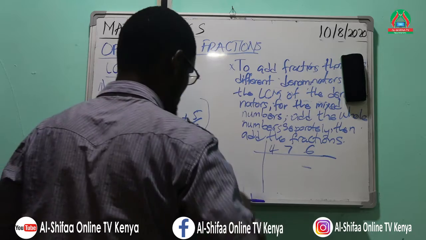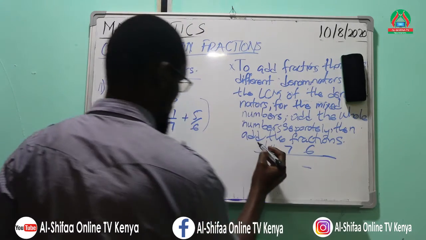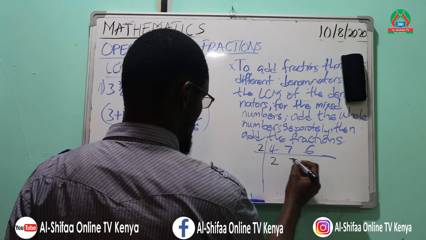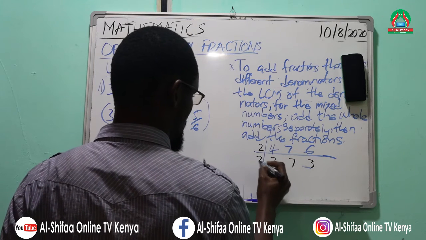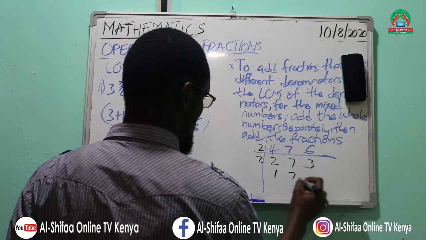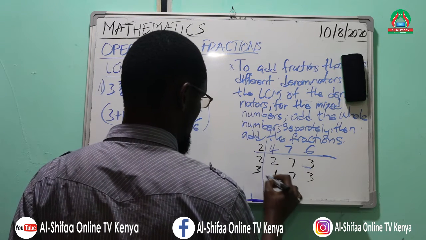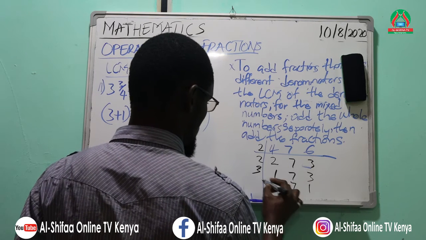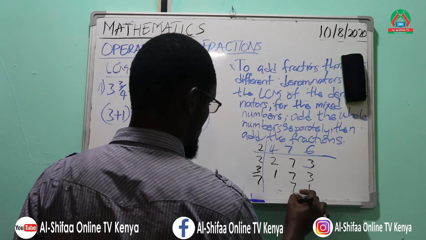We do it the same like our first question, whereby we take the factor 2. We'll have 2 here, 7, 3. We have 2 again. We have 1, 7, 3. We have 3. We'll get 7 and 1. We'll have 7. We'll get 1.